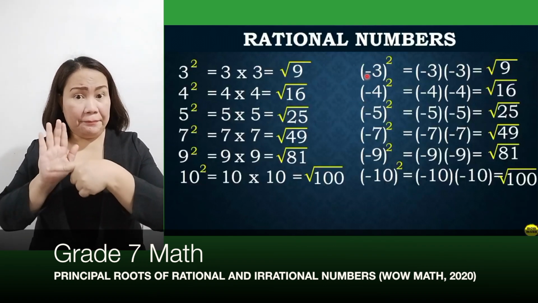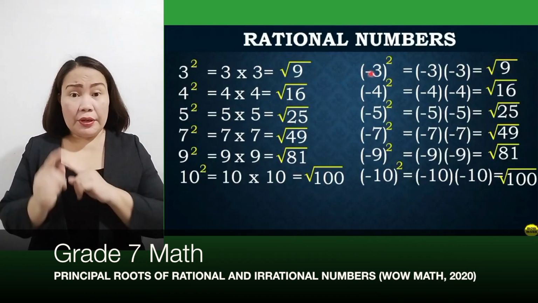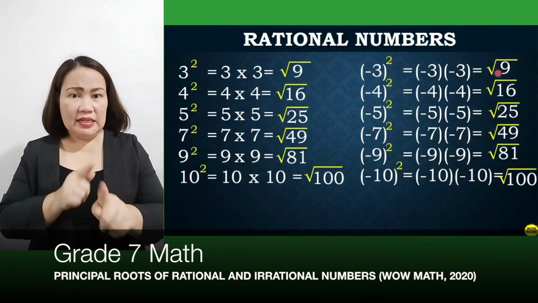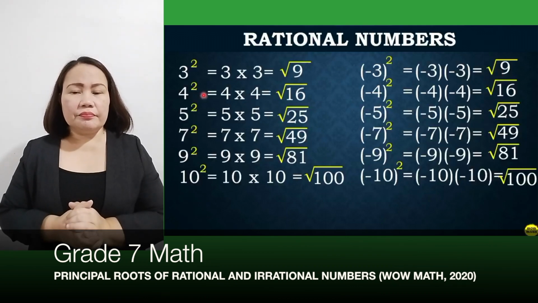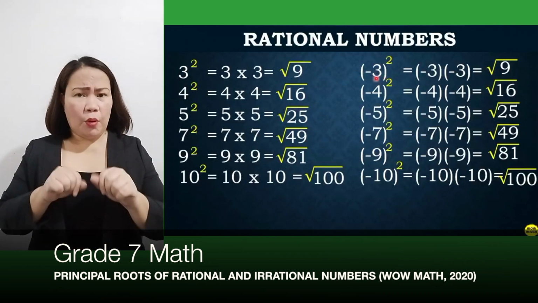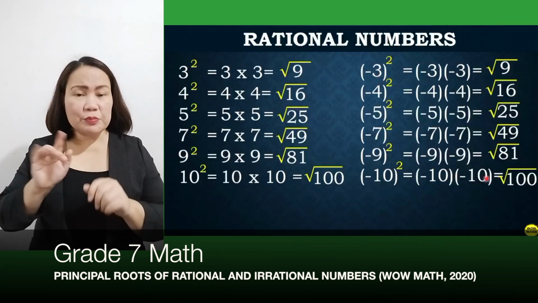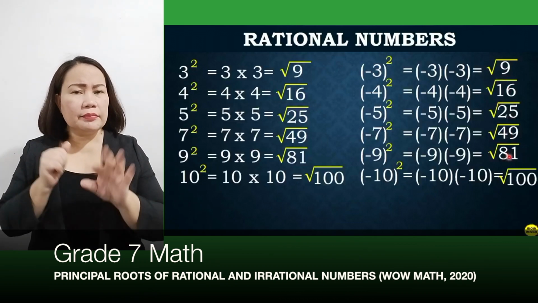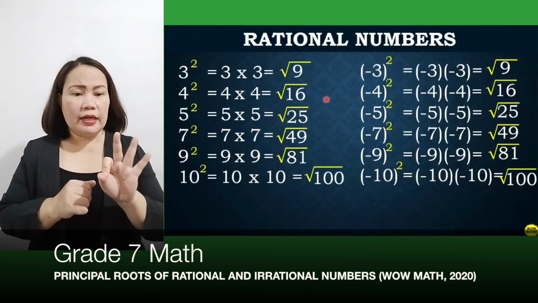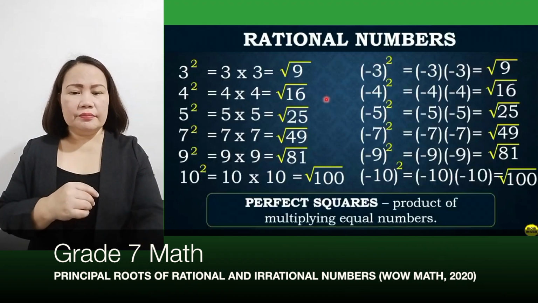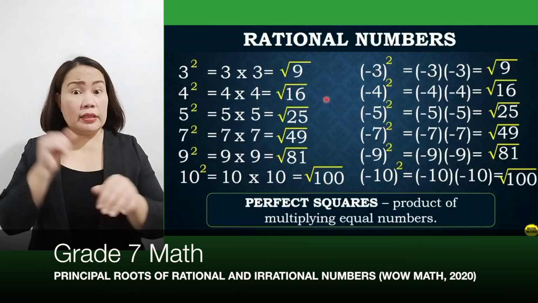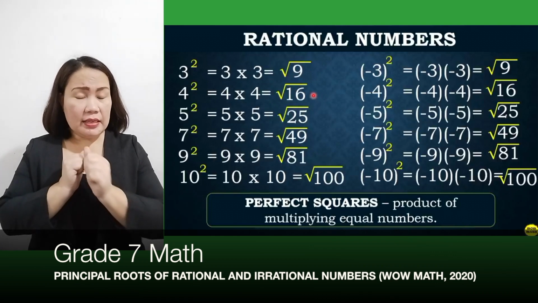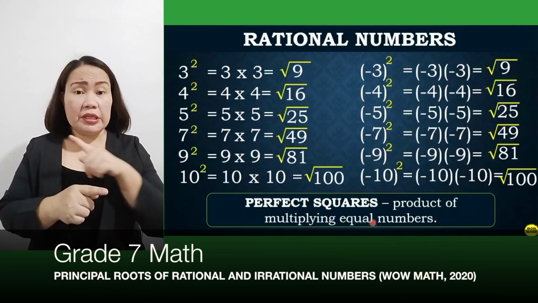Bakit? Kasi kagaya nga ng pinakita ko dito, when we are multiplying the negative integer by itself, the result is still positive. Okay? So, ang square root niya, pwedeng positive, pwedeng negative. Okay. And these numbers are what we called, anong tawag natin dito sa 9, 16, 25, 49, 81, 100? Anong tawag natin sa mga yan? Yan ang tinatawag natin na perfect squares. Ano nga ba ang ibig sabihin kapag perfect squares? So, ang perfect square, ito yung product when we are multiplying equal numbers.